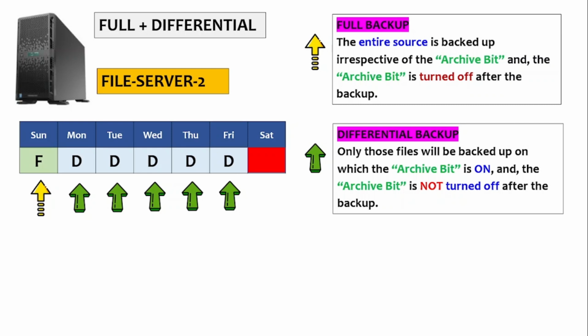Same thing happened. People came to work on Tuesday morning. They changed the files. They edited some files, they created some files, they deleted some files. So after Tuesday's differential backup, there was nothing changed as far as the archive bit goes. The backup was successful, but the archive bit was untouched. Same thing happened on Wednesday, Thursday and Friday. The archive bit was not touched till Friday.